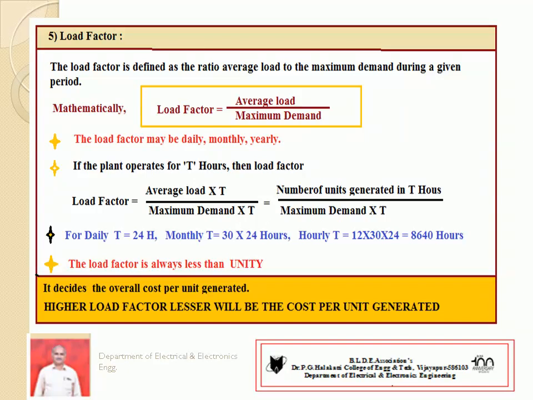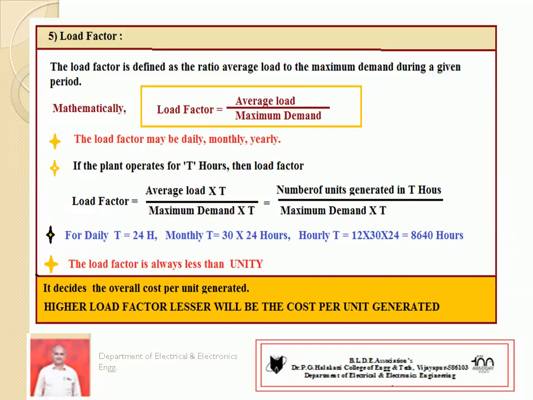T becomes 24 hours for the load factor for 1 day. T becomes 30 into 24 for monthly load factor. T becomes 12 into 30 into 24 for annual load factor. The annual load factor should always be less than unity. It is never equal to unity. It is less than unity.